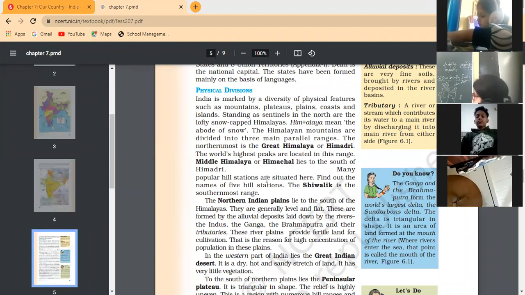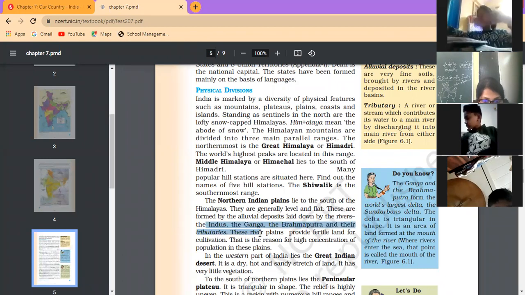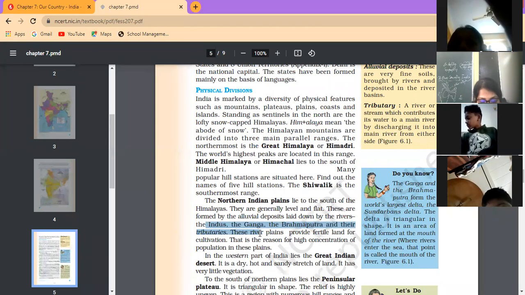It is generally flat, level land, because I'm saying that it's a plain. The plain is a flat, level land, and it is a fertile land, because these are formed by alluvial deposit. Where does alluvial deposit come from? Deposit laid down by the river. Which rivers come from mountains? Like the Indus, Ganga and Brahmaputra and their tributaries.